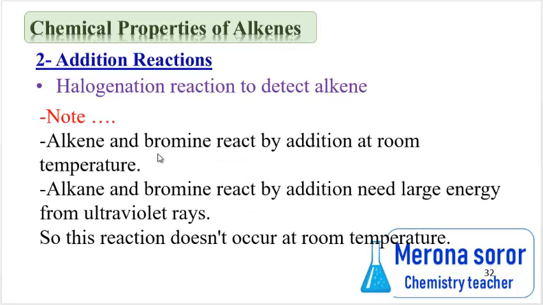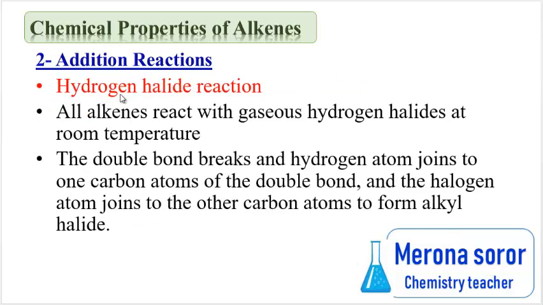Note: alkene and bromine react by addition at room temperature, but alkane and bromine react by substitution and need large energy from ultraviolet rays, so this reaction doesn't occur at room temperature. Hydrogen halide reaction. All alkenes react with gaseous hydrogen halides at room temperature. The double bond breaks and the hydrogen atom joins one carbon atom of the double bond, and the halogen atom joins the other carbon atom to form an alkyl halide.